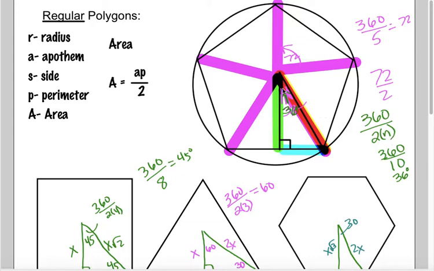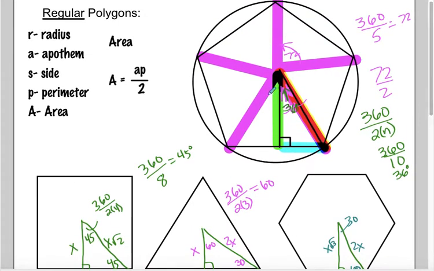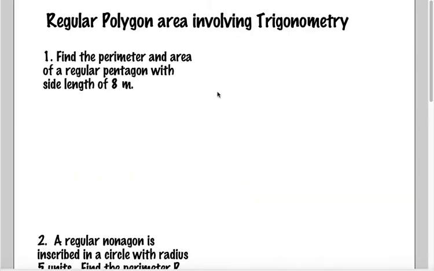So when the top angle ends up being a strange number, meaning that it's not one of our special rights, when it's not a 45 and it's not a 60 and it's not a 30, something like a 36 here for this pentagon, we're going to end up using trigonometry. So I'm going to show you a few examples where we will use trigonometry. So it says find the perimeter and area of a regular pentagon with a side of 8 meters.